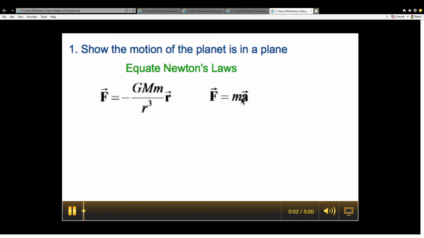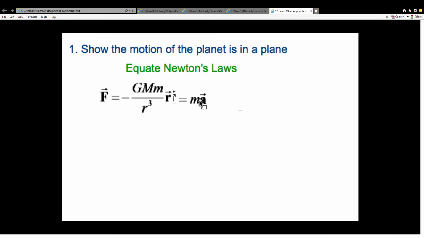Okay, so equating Newton's two laws together, we're literally going to set them equal to each other here. And then the first thing that we see is the mass of the planet is completely irrelevant to the whole thing. That just cancels out. And then we can say the acceleration due to gravity is just equal to the stuff that's left over on the other side, over r cubed and our r vector.